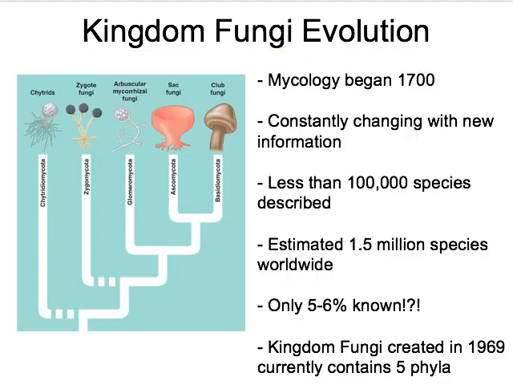The science of mycology began in around the 1700s, and it's been constantly changing as the decades went on with new and new information. Less than 100,000 species have been described in great detail, and we estimate that there are probably 1.5 million other species out there. Pretty amazing that it takes that long to describe such a diverse group of organisms. The kingdom fungi was created in 1969, and currently it contains 5 phyla, but again, this changes all the time.